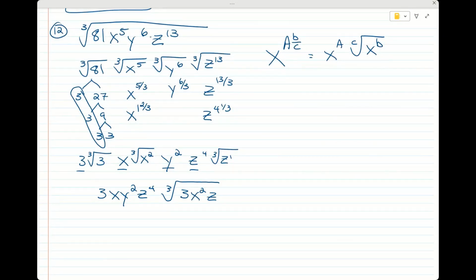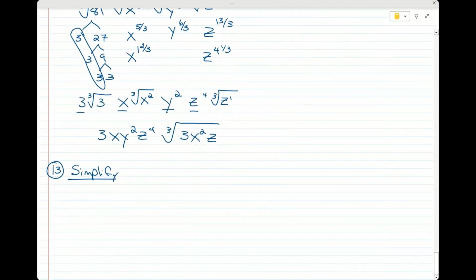All right, number 13, we're just going to reduce radicals. So number 13 is going to ask you to simplify. There's a couple different problems here. We have just regular real numbers, and then we have some complex numbers. So let's try something like this: 3 times the square root of 128 plus 2 times the square root of 18 plus 2 times the square root of 32.